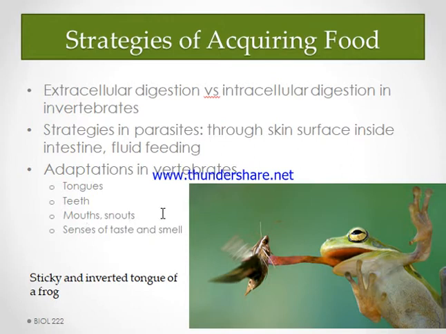There are different types of mouths and snouts in fishes. In birds, there are beaks. There are senses of taste and smell that tell the animal about food. And we also did a presentation on these. You must remember that.